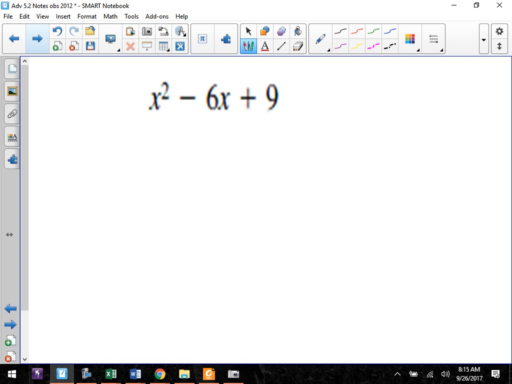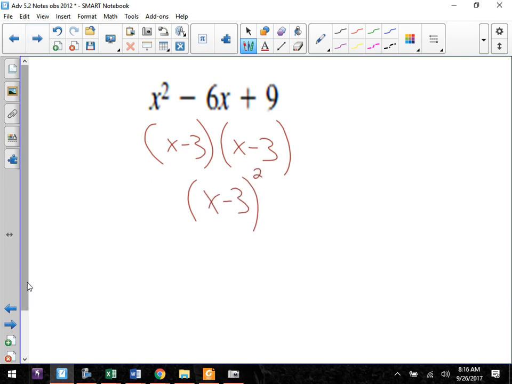x squared minus 6x plus 9. Positive 3s or negative 3s? Negative 3s. Very good. This is what you guys call junk times junk. Junk times junk is the exact same thing as writing it as junk squared.